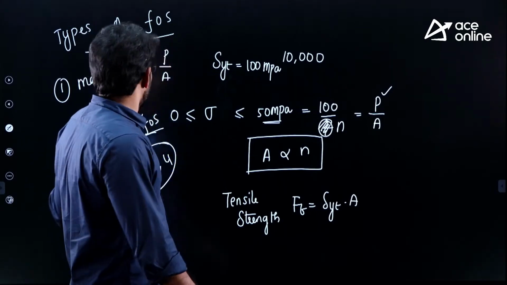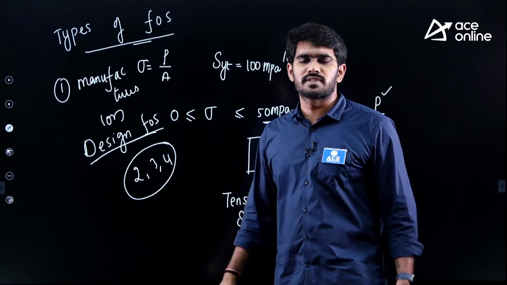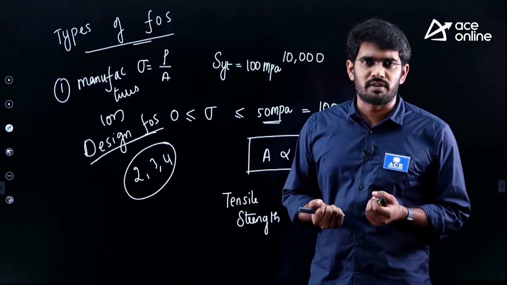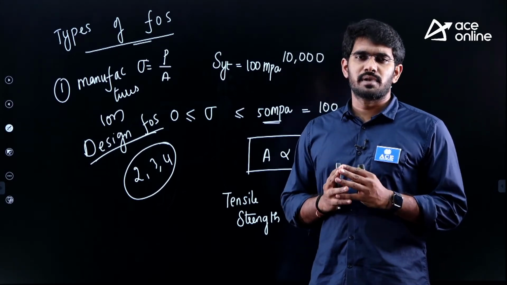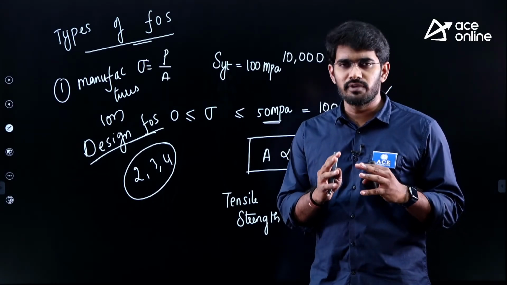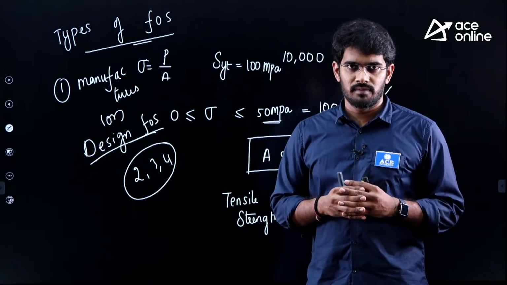We call this the designer factor of safety. Whose factor of safety is this? Designer factor of safety. This is there in the hands of the manufacturer. Okay, sir. We understood this simple point. That's wonderful. Now, what is the other type of factor of safety that we have?